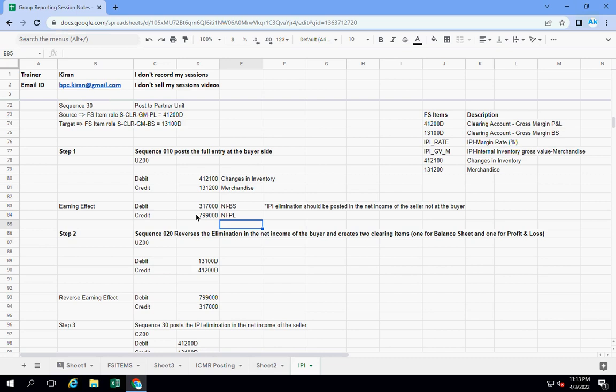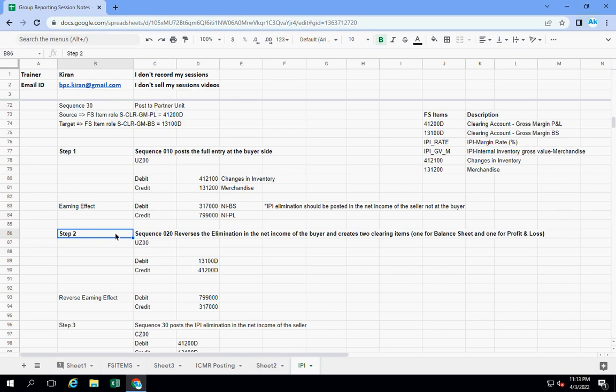Now here, we eliminated this amount, 2000, the calculated 20%, but net income should not be adjusted, correct? Because it's the buyer books. Net income should be adjusted in the selling unit. Inventory should be adjusted in the buyer unit. So that's why we configure step 2 in the sequence.